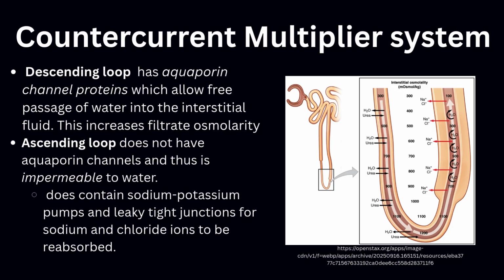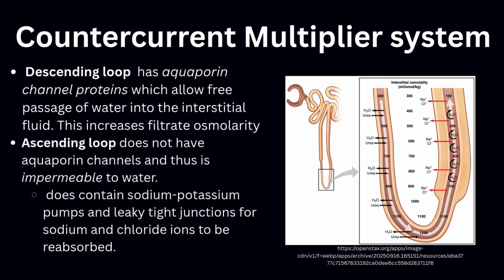Lastly, we have the countercurrent multiplier system. The nephron loop, vasa recta, and the countercurrent multiplication system work together to concentrate urine and preserve water. The loop of Henle contains a descending and an ascending portion. The membranes of the descending loop contain aquaporin channel proteins. These allow free passage of water into the interstitial fluid. This increases filtrate osmolarity. In contrast, the ascending loop does not have aquaporin channels and thus is impermeable to water.